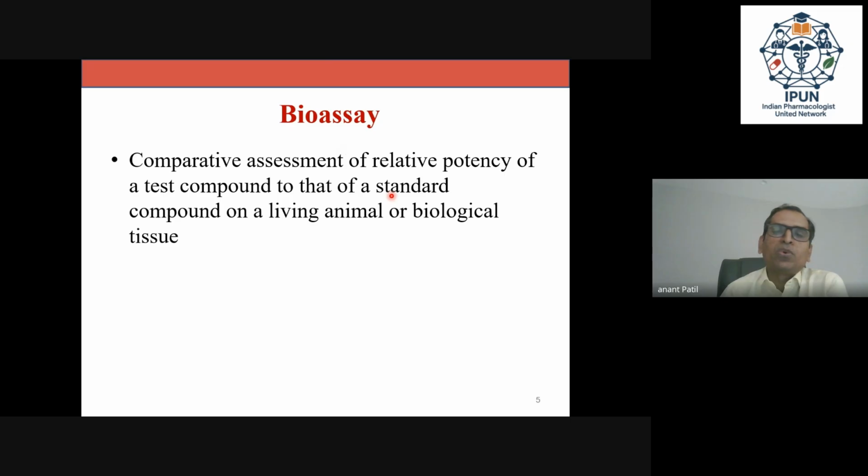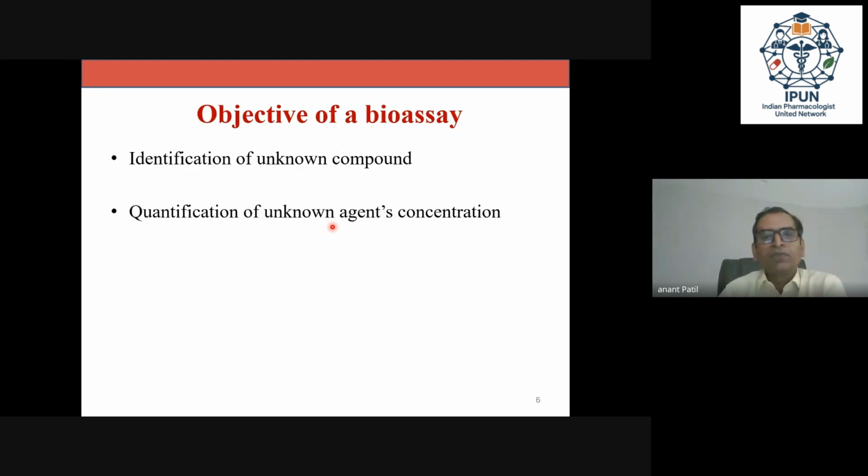That means suppose I want to do a bioassay, I need to have the standard compound whose concentration is known to me. And then somebody will give me a test compound and will ask me to find out what is the concentration of this compound, which is the test compound, as compared to the standard compound. And that measurement we will do, which is called the potency of the test compound with that of a standard compound. And as I said, we'll be discussing about the biological tissue. However, we'll also talk about which whole animal and which compounds can be used for assessing using the whole animal.